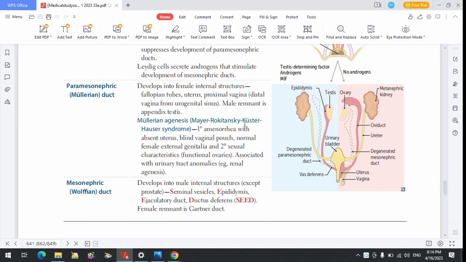You guys don't need to know this name. Just know Mullerian agenesis. That's what they are going to ask you guys. So we don't need to know the Mayer-Rokitansky whatever. So how will they present?